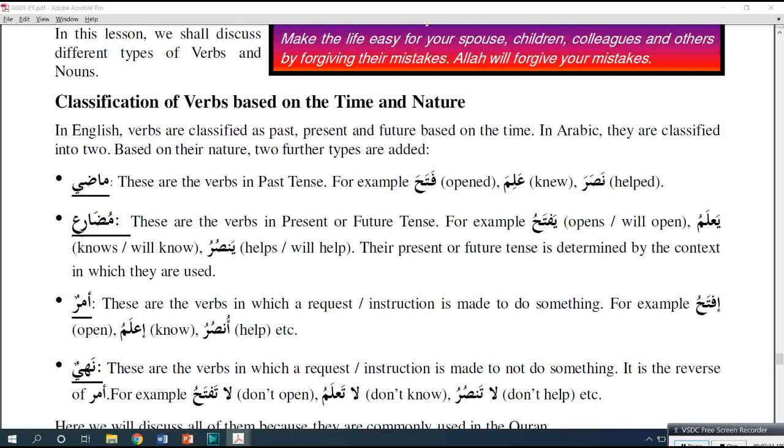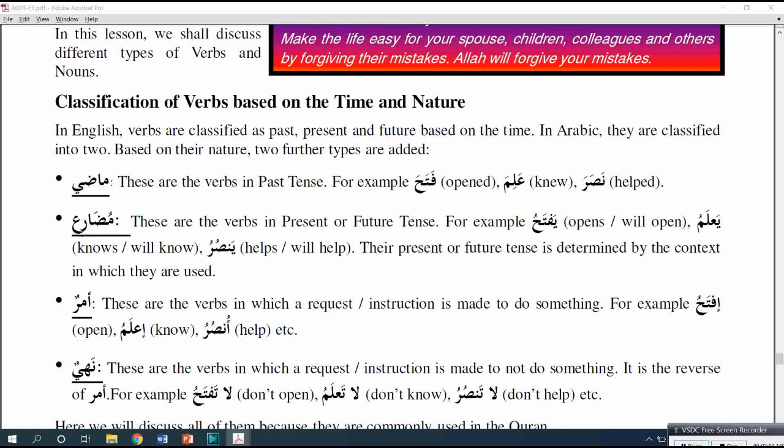The first is madi. Madi means past. In past tense, the example is fataha. Fataha means he opened. Ana fataha, I opened. Alima, ana alima, I knew. This is your history, your past. Nasara, ana nasara, I helped. These are the madi examples. I have added ana especially for my example.